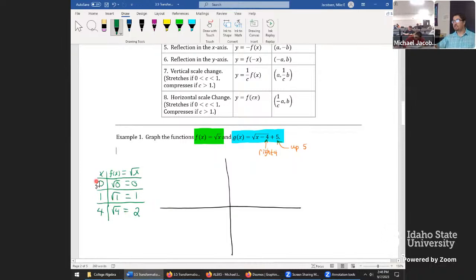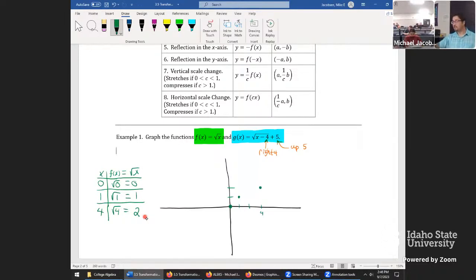So here's our table. Think of this as the x coordinate. This is the y coordinate. First point is right here at 0, 0. Going down the row, we have a point at 1, 1. And then finally, we have a point at 4, 2. So here's 2, 3, 4, and a height of 2.